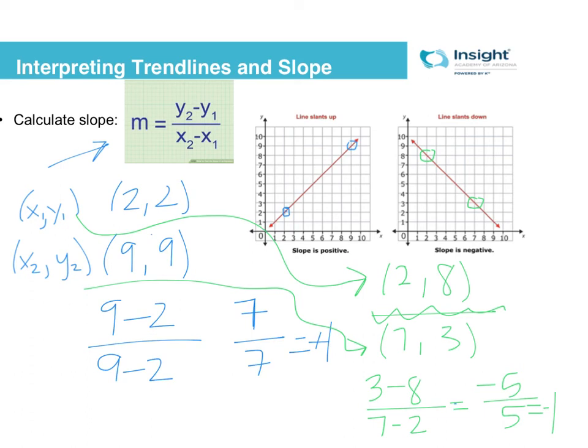So positive slopes show you that as your x-axis increases, your y-axis is going to go up too. So as your independent variable is increasing, so is your dependent variable. Negative slopes show an inverse relationship. So as the independent variable, or the x, increases, the dependent variable is going to decrease or go down.